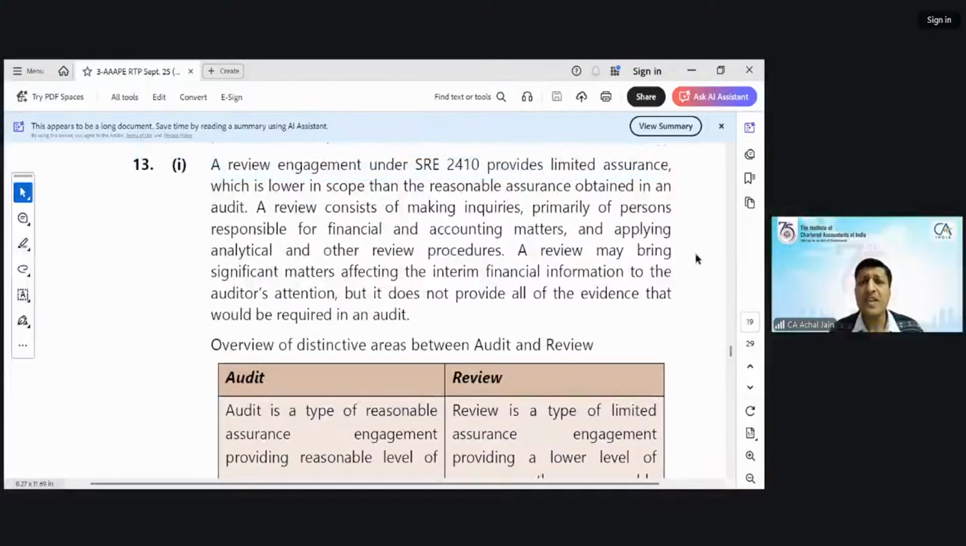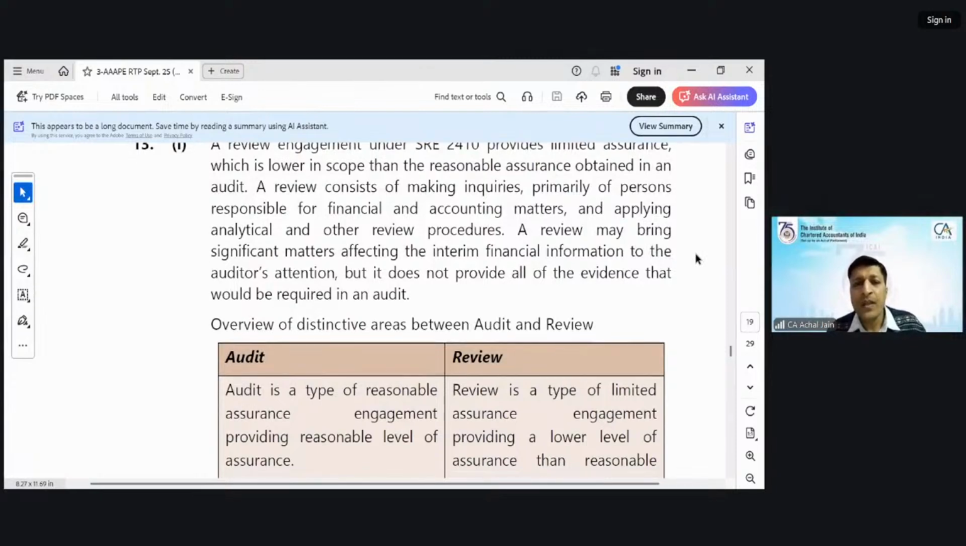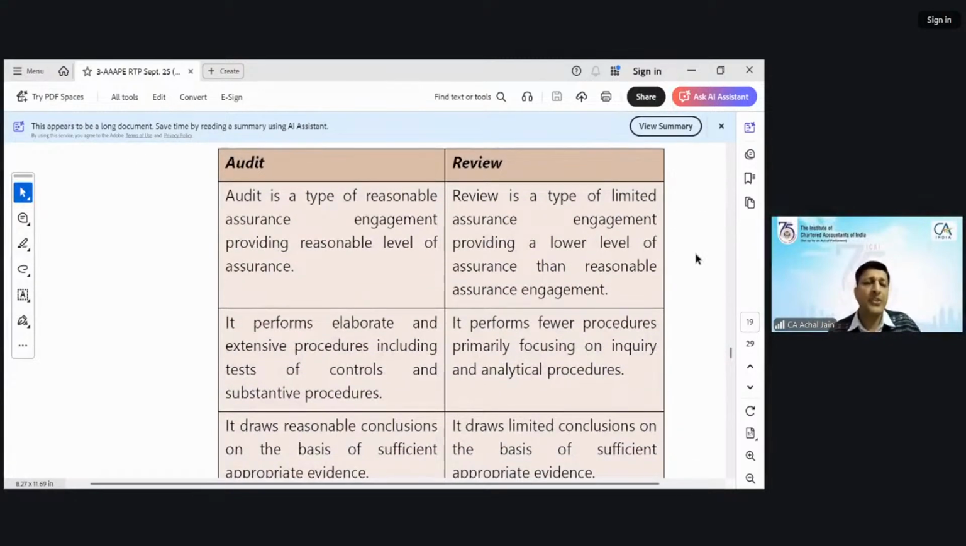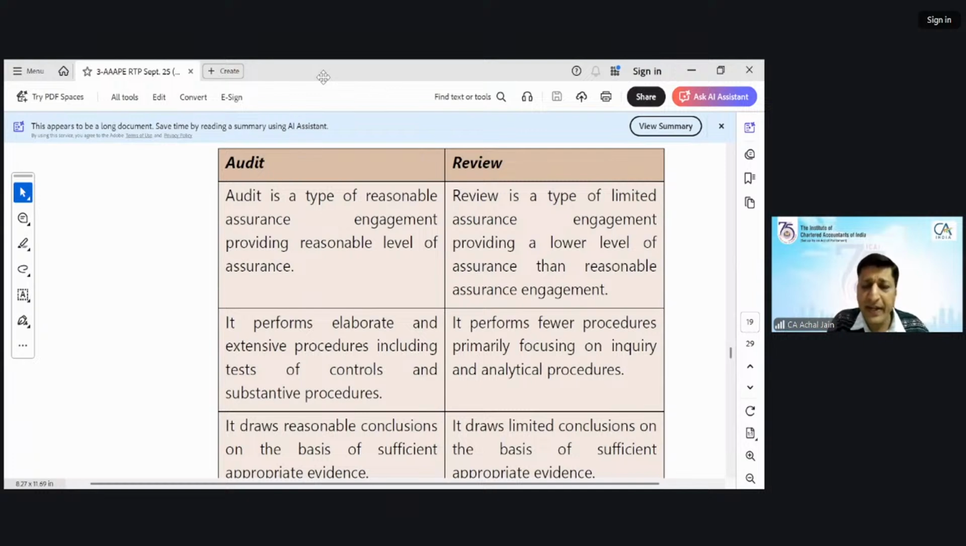I think in this case what we should do is include that tabular information. Remember, we talked about the difference between audit and review. So the question is clearly asking you to differentiate between that. At one place, you have reasonable assurance, wherein you provide an opinion, and the language is positively worded. In the other, you provide a review, wherein your language is negatively worded, and you provide a conclusion. You will not provide an opinion.